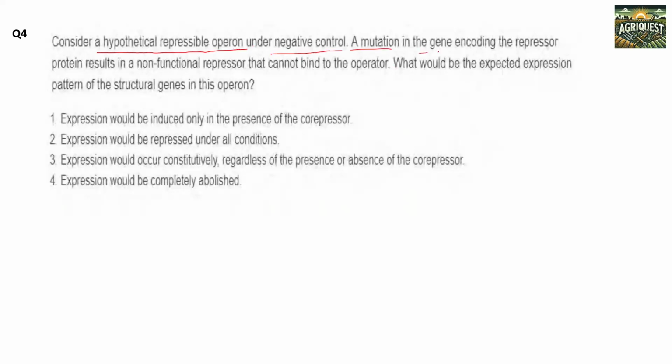A mutation in the gene encoding a repressor, which is called the regulator gene, results in a non-functional repressor. Generally the regulator gene produces a functional repressor, but if the mutation happens, it produces a non-functional repressor that cannot bind with the operator. What is the expected expression pattern of the structural genes in the operon?